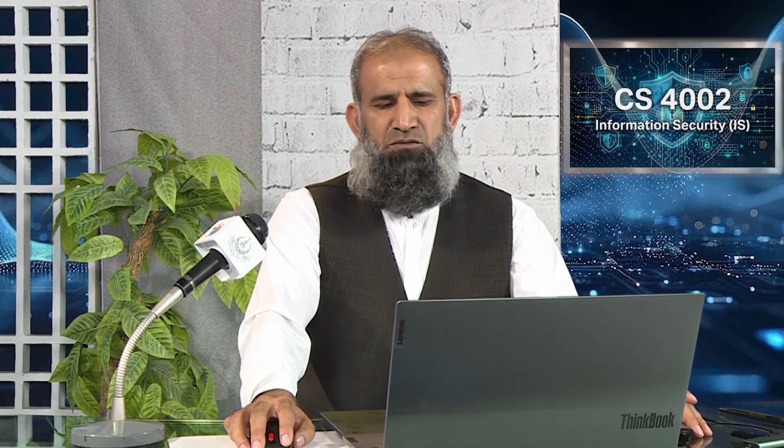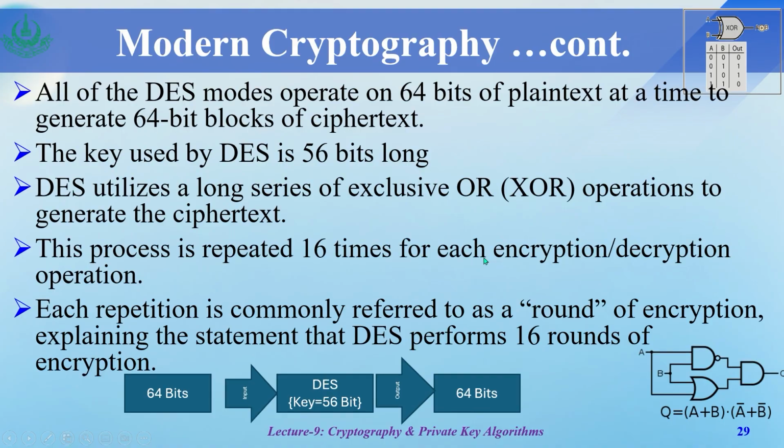It divides the message into 64-bit blocks, and then uses these operations: Electronic Code Book (ECB) mode, Cipher Block Chaining (CBC) mode, Cipher Feedback (CFB) mode, and Output Feedback (OFB) mode. Modern cryptography includes all these algorithms.